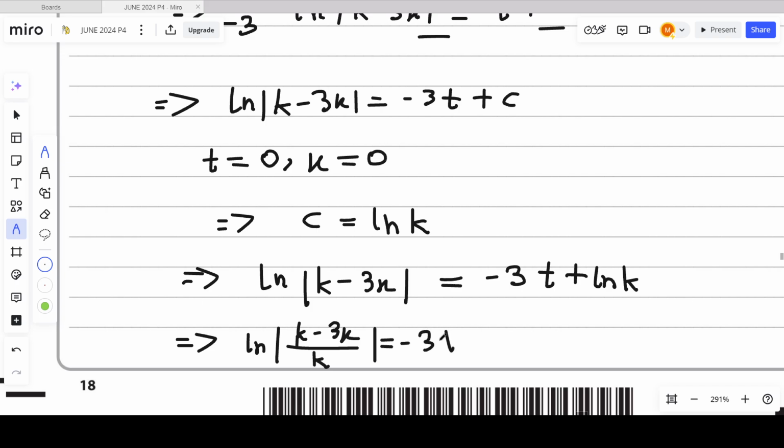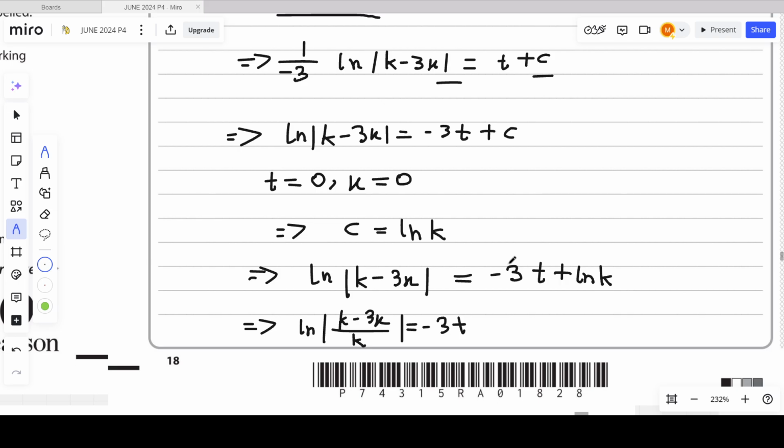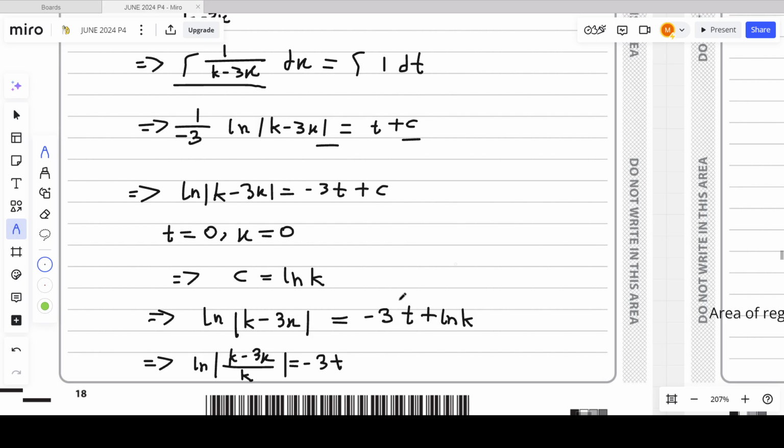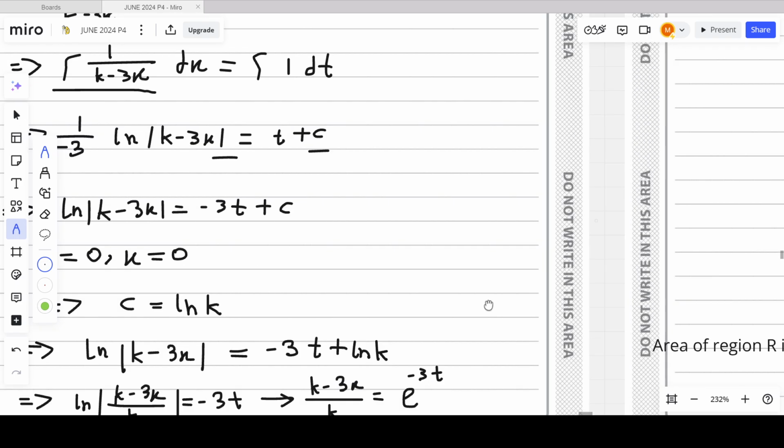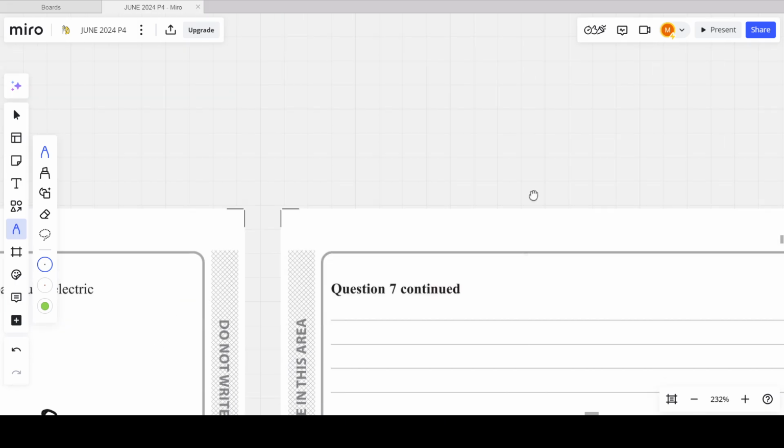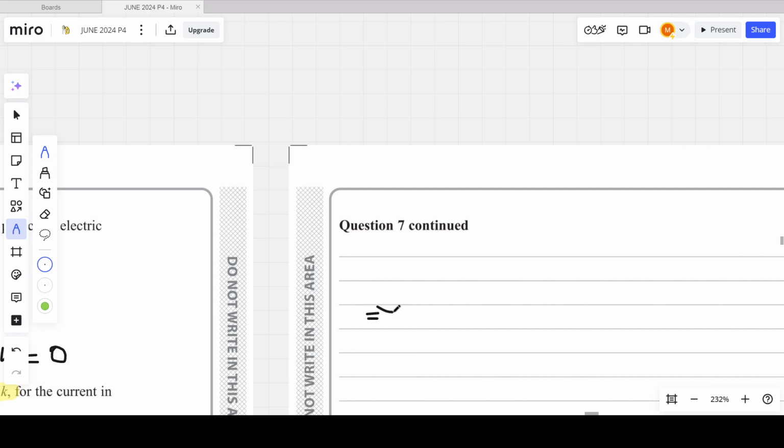equals to -3t. Now we will convert this logarithmic equation to exponential. So that would give you k minus 3x over k equals to e to the power -3t. Okay, now cross multiply both sides. So what will you get if you cross multiply?